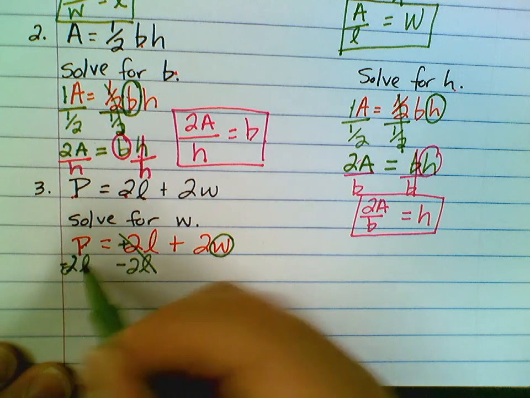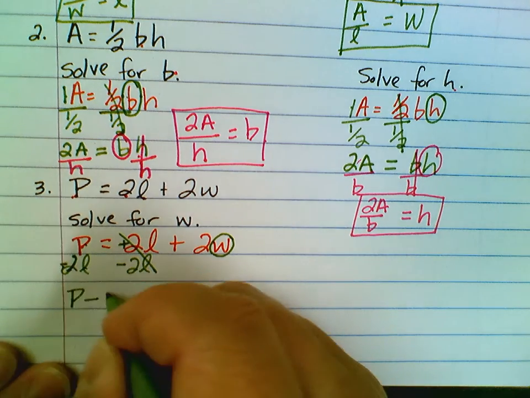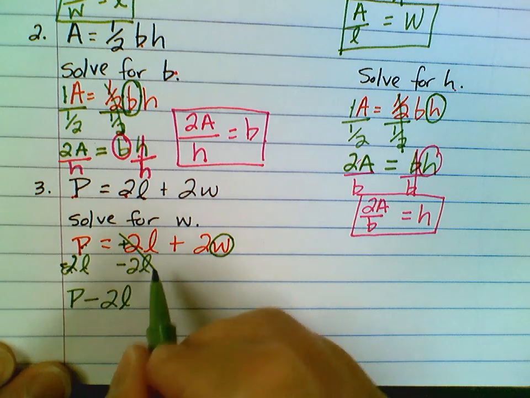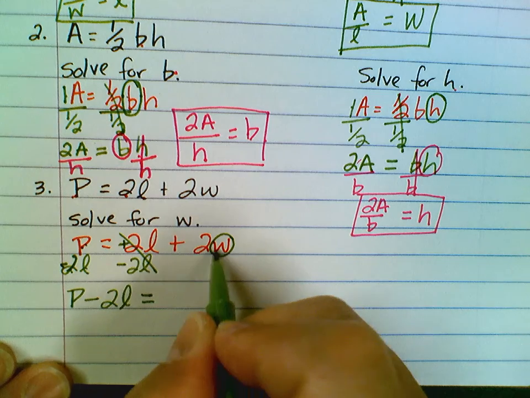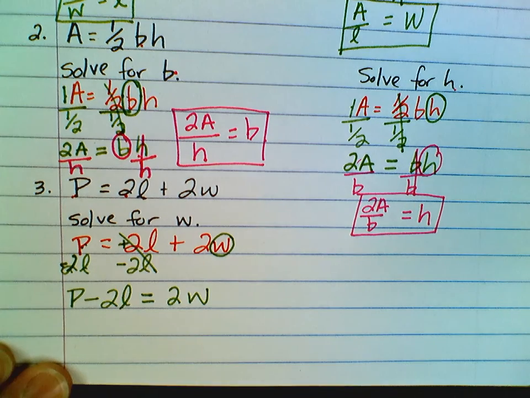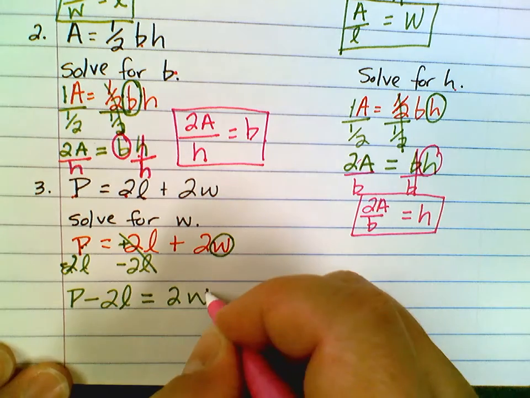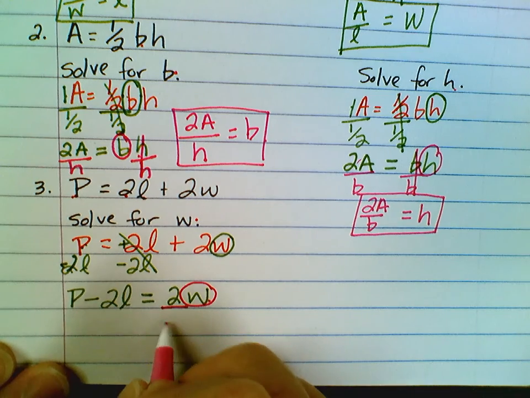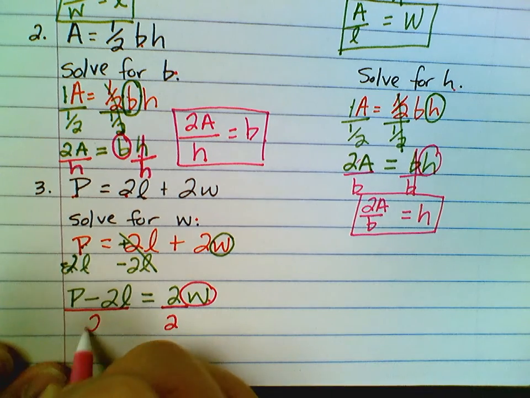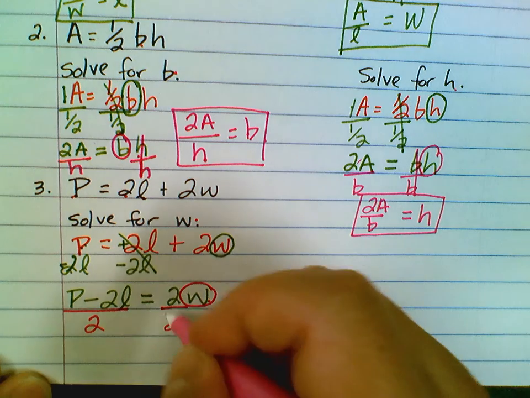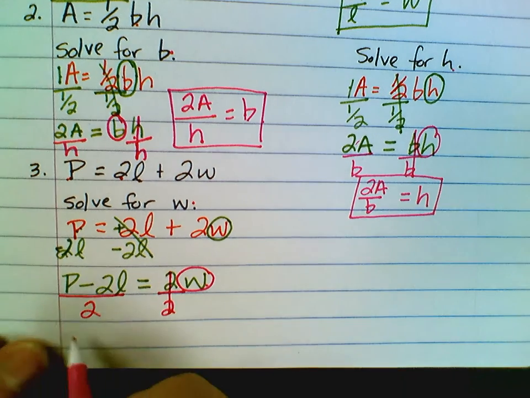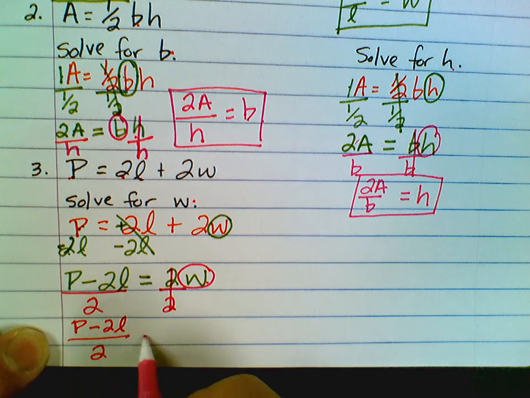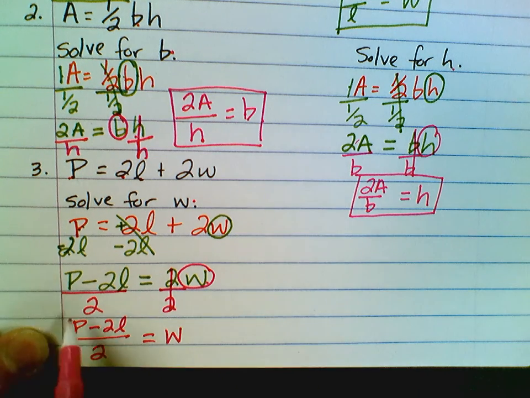So P minus 2L is just that. I cannot simplify that anymore. P minus 2L is all that is. Equals, and I have the 2W left over here. Again, I'm solving for the W this time. So I need to divide by the 2. And so I will divide by the 2. My answer is P minus 2L divided by 2 equals W.